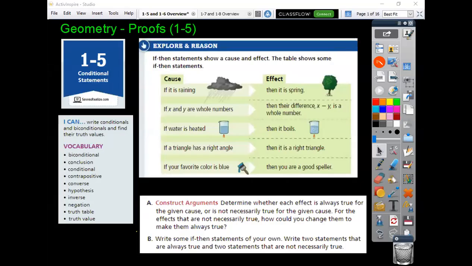Okay, going to switch over to some geometry here, and we're going to talk about some conditions for proofs. So we have a conditional statement in this first lesson that we're going to talk about, and constructing arguments. You can see some examples there, the vocabulary on the left. We're going to focus on a couple of those vocabs.